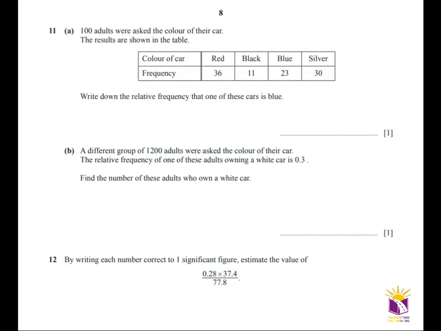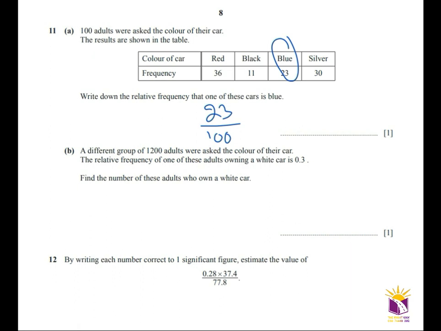Question number 11. 100 adults were asked the color of their car. The results are shown in the table. Write down the relative frequency that one of these cars is blue. Now I have to write the relative frequency. For the relative frequency, we are going to take the frequency of the blue car divided by the total frequency. And what is the total frequency? It is 100.